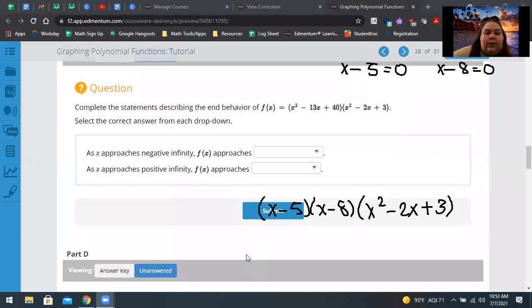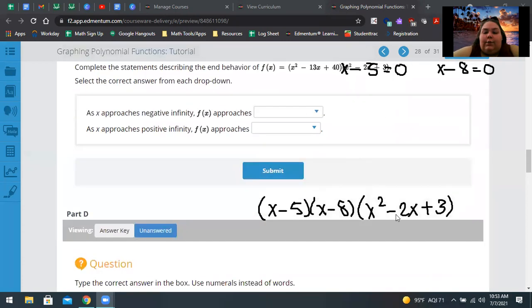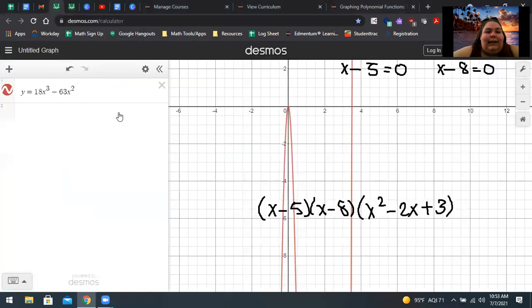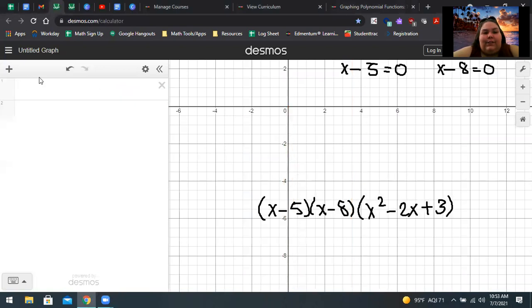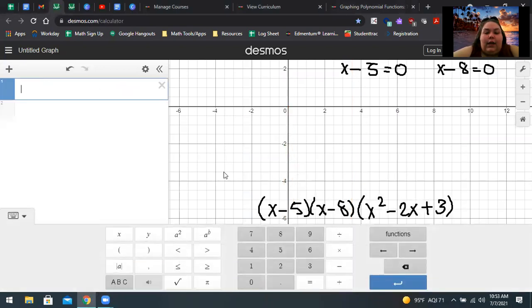Okay, so it says complete the statement by describing the end behaviors. This is where I want you to take a moment to practice how to put this into the graphing calculator, because they did touch bases a little bit on that in Edmentum. So you can write the original, or you can write out the factored. Again, I personally have a preference for the Desmos graphing calculator. Just type it the way you see it there.